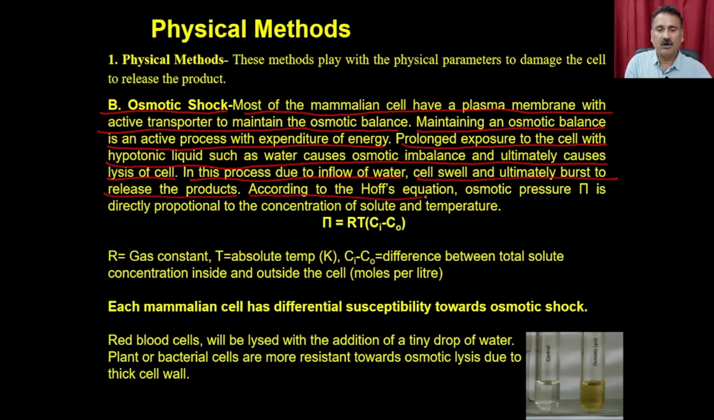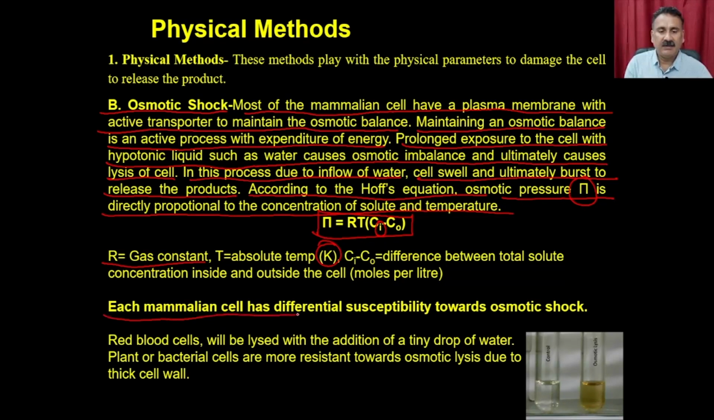In this process, due to the inflow of water, the cell swells and ultimately bursts to release the product. According to Hoffman's equation, the osmotic pressure is directly proportional to the concentration of the solute and the temperature, and it can be expressed with this formula: osmotic pressure equals RT(Ci minus Co), where Ci minus Co is the difference between the total solute concentration inside and outside the cell, T is the absolute temperature given in Kelvin, and R is the gas constant. If you put in all these values, it tells you what osmotic pressure it is going to cause, and accordingly you can predict when the cell is going to be lysed.